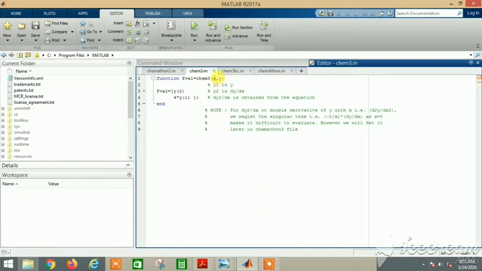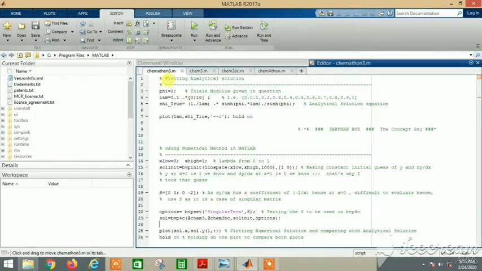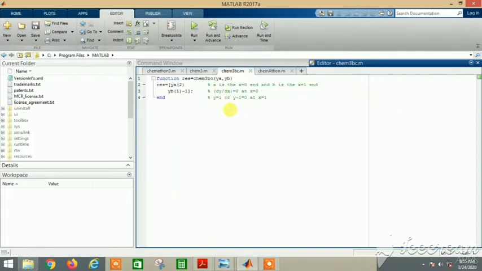So I have denoted psi here with y, and my x is lambda. Remember that psi is y and x is lambda. Y contains two elements. The first element is y itself, and the second element is dy by dx, as we see. So this is clear, I guess.